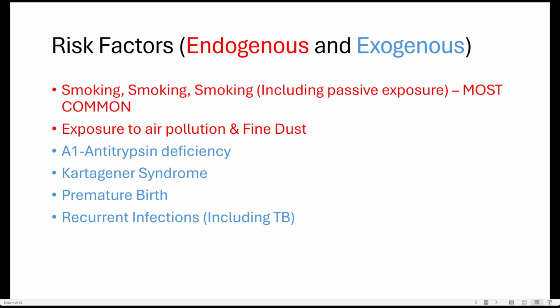And then there are genetic factors. For example, a deficiency of alpha-1 antitrypsin. A deficiency in this specific protein can often lead to destruction of the lung, and we will come to why in a few minutes.